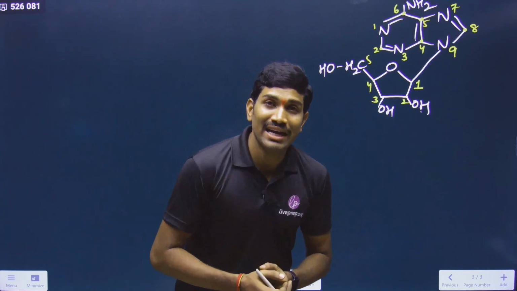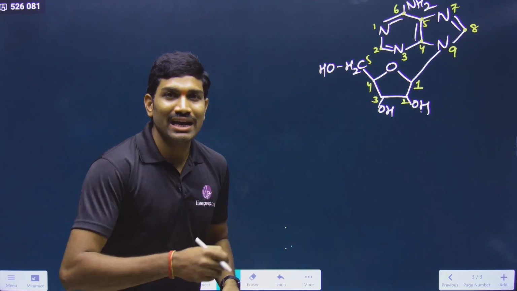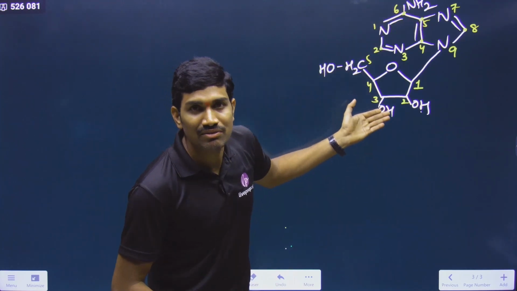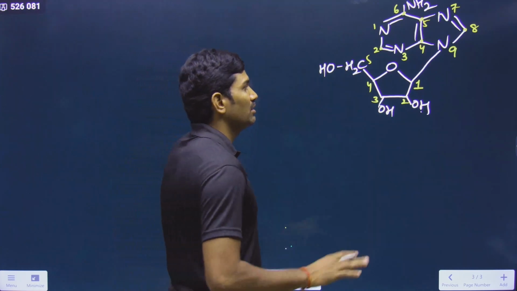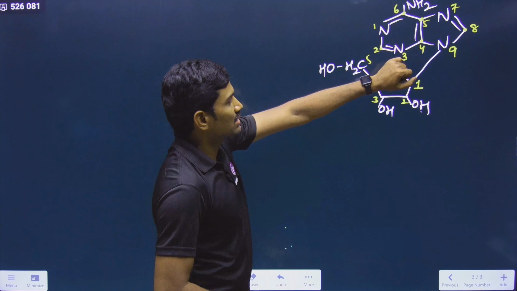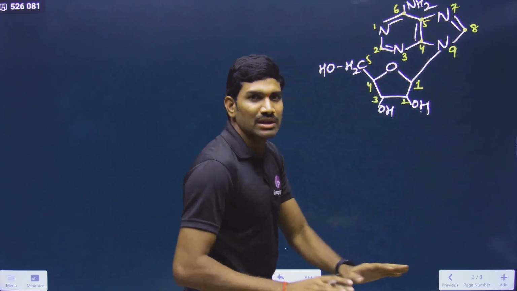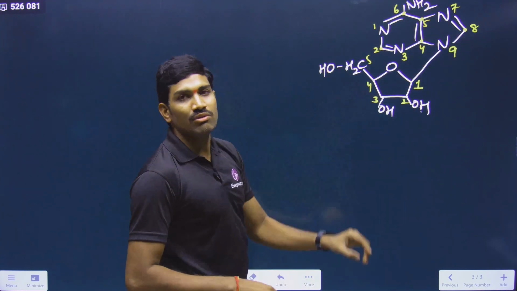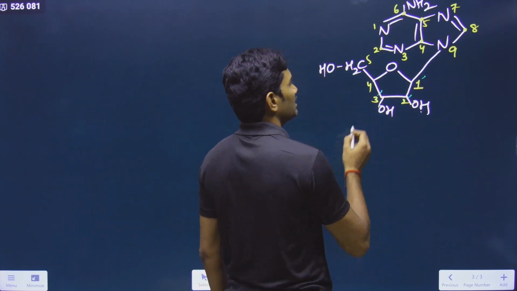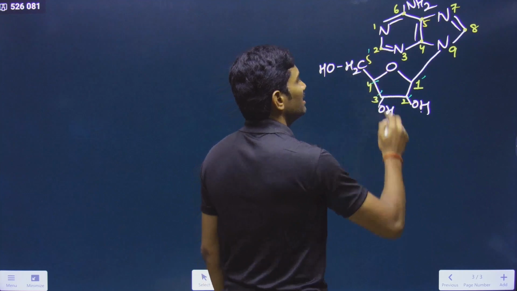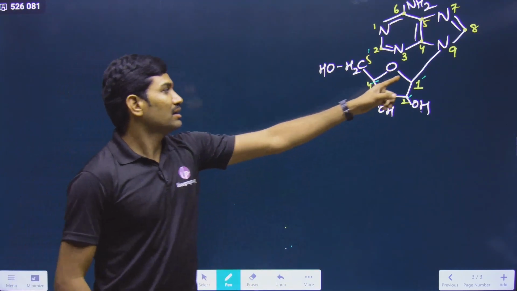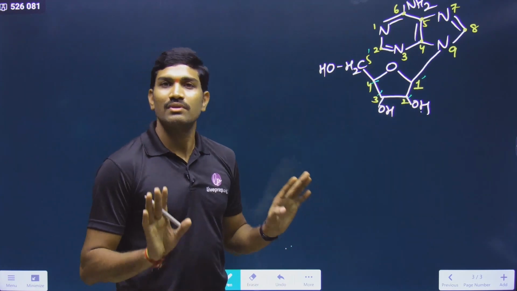For whom are we adding these primes? For the numbers of the nitrogenous base or for the numbers given in the sugar? It is for the sugar. So the numbers of the nitrogenous base remain the same even though the two are connected. But in the sugar, this will be called 1 prime carbon, this 2 prime carbon, this 3 prime carbon, this 4 prime carbon and this 5 prime carbon. In this way primes are given only to the carbons present in the sugar. Understood or not?